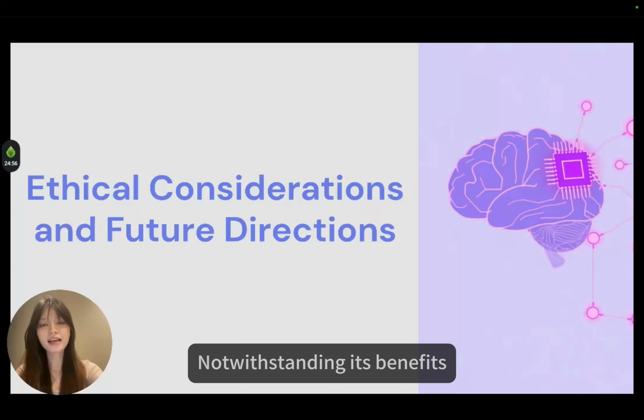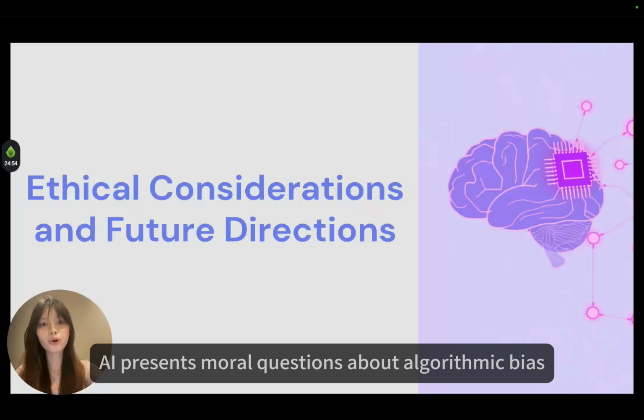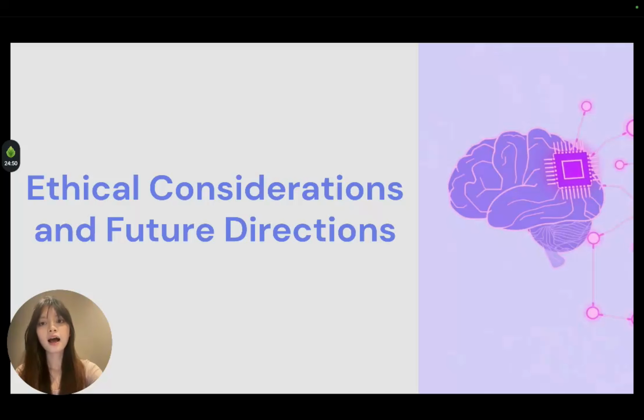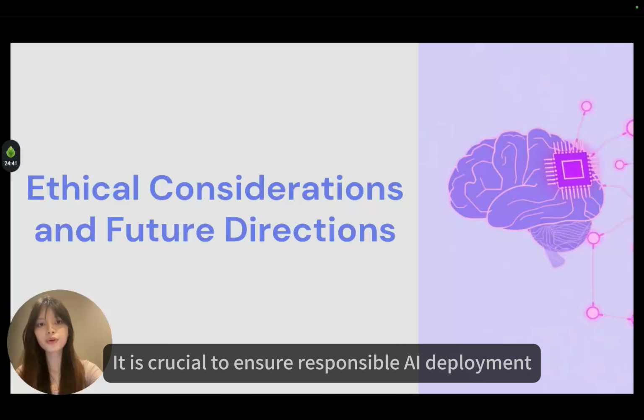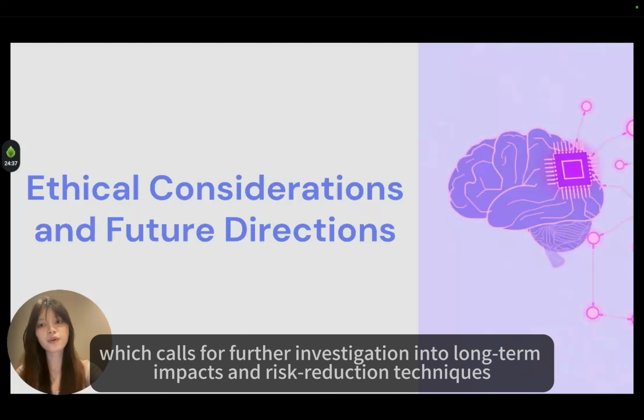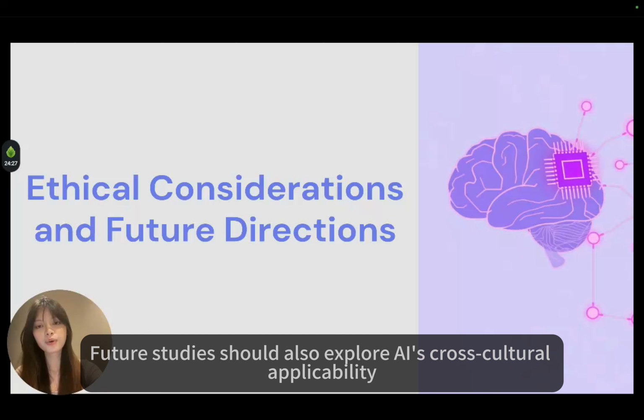Notwithstanding its benefits, AI presents moral questions about algorithmic bias, accuracy, and trust. It is crucial to ensure responsible AI deployment, which calls for further investigation into long-term impacts and risk reduction techniques. Future studies should also explore AI's cross-cultural applicability.